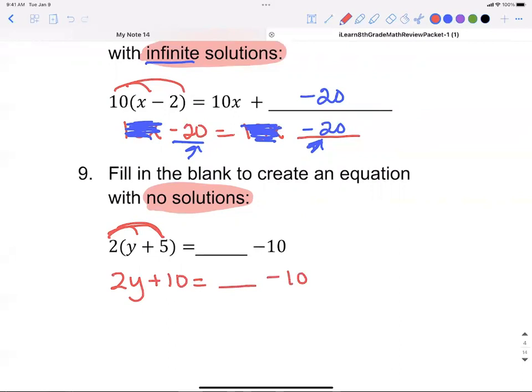Well, think about what has to happen for no solution. My 2y has to be identical to my what? My 2y. So the only possible solution here is a 2y. Because if I have 2y and 2y, they cancel out, and then I'm left with +10 and -10. That is not true, so I created a no solution.